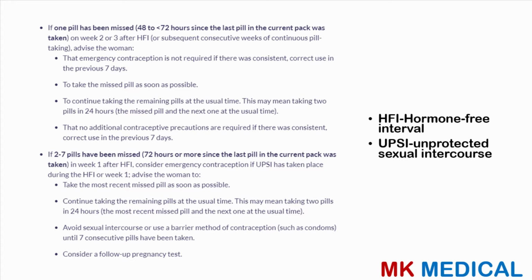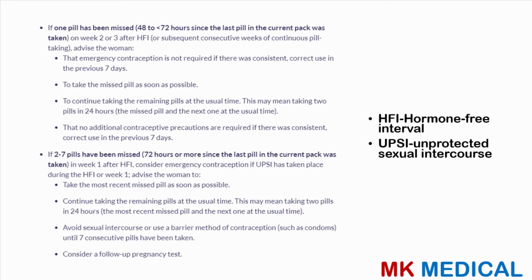So it means that there'll be a time where she'll be taking 2 pills in 24 hours, the missed pill plus the next one at the usual time. And there is usually no additional precaution that is required if she was consistent. But if she wasn't really taking the pills consistently the past 7 days, then you would advise her to have additional contraceptive methods.